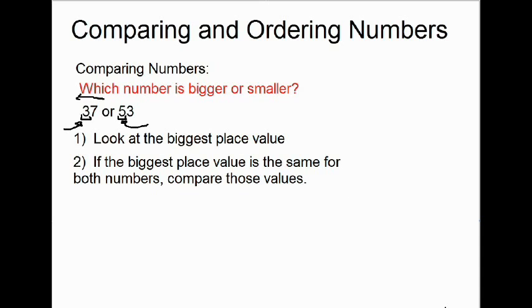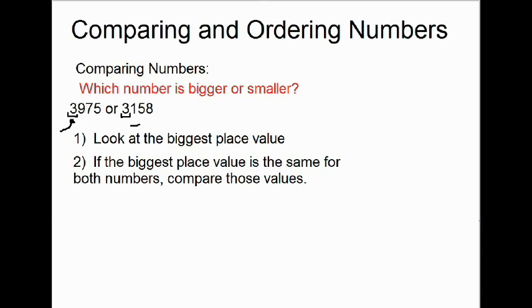So if we look at the second example, we'll start by looking at the biggest place value. And the biggest place value we have for 3,975 is the thousands. The biggest place value we have for 3,158 is also the thousands. So the biggest place value is the same. The biggest place value that we have here for both of these numbers is the thousands place. And then we compare those values. Well, if we compare those values, they're the same. Here we have a 3 and here we have a 3.